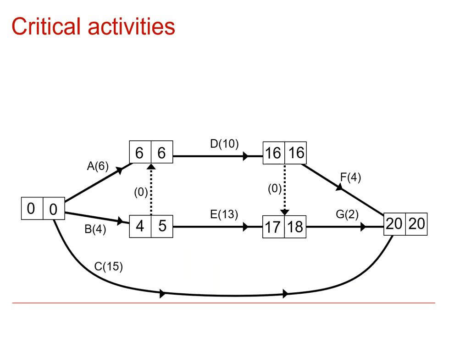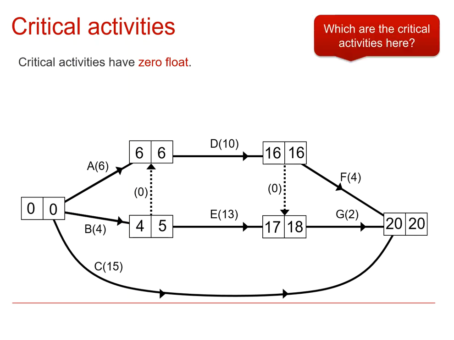Now we mentioned on the introductory slide the idea of critical activities. What we're going to do now is look at this activity network and see if we can identify what the critical activities are. Now what we need to know is that critical activities have got zero float, so that's how they can be identified. So can we identify the critical activities here? If you wish to pause the video at this point and try this yourself, you can.